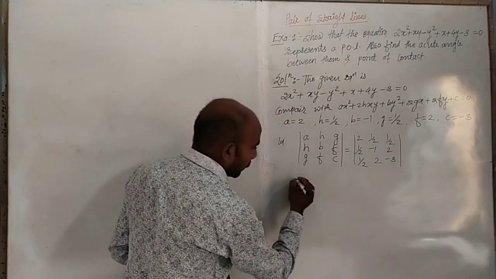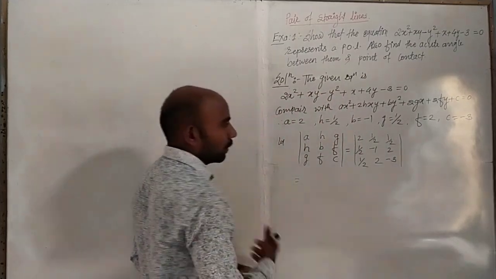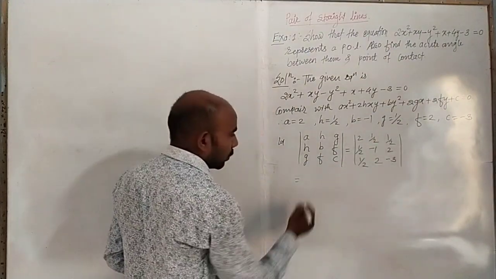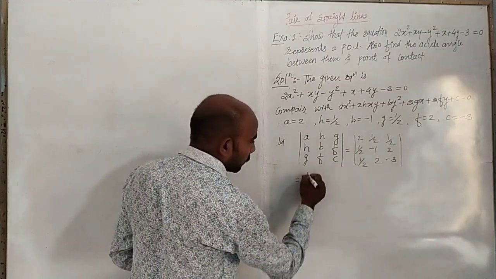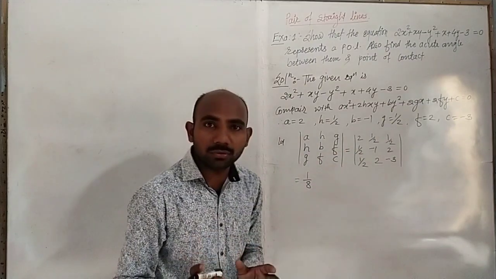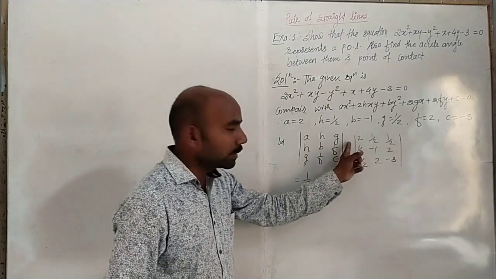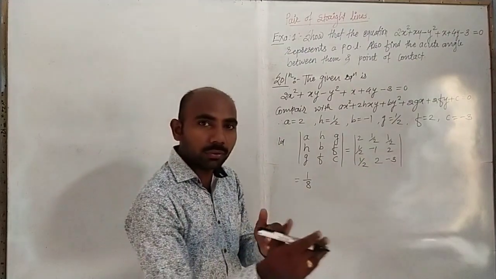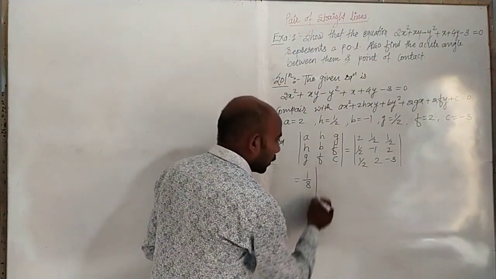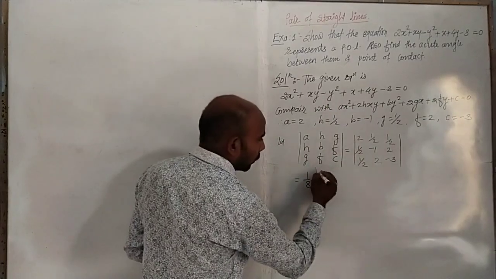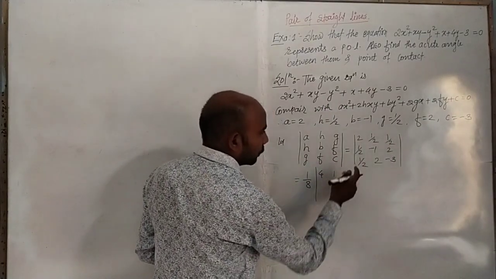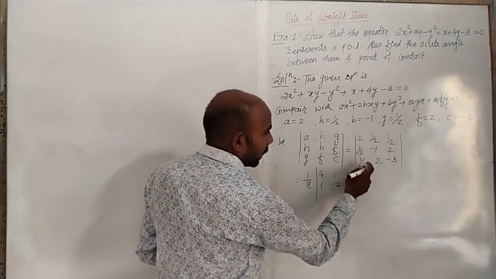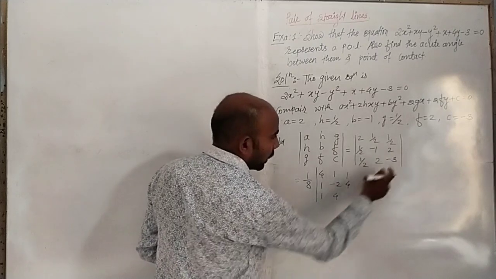For a better solution, we take 1 by 2 common from each of these rows. So 1 by 2 into 1 by 2 into 1 by 2 becomes 1 by 8. Understood, students? We take 1 by 2 common from this row, this row, and this row. Remaining here 2 into 2 is 4, 1 and 1. Here is 1, here is minus 2, here is 4, and here is 1, here is 4, and here is minus 6.